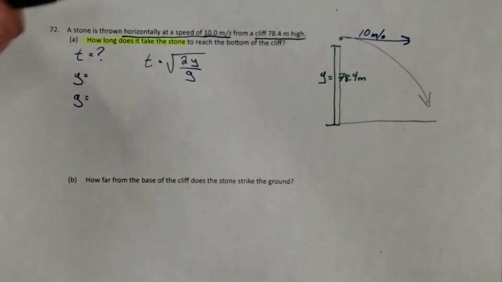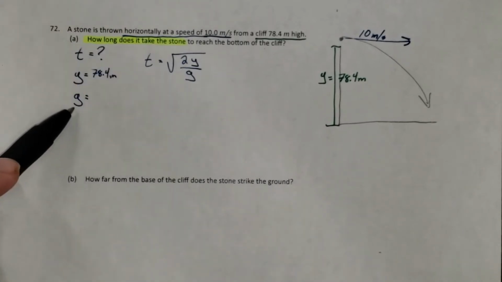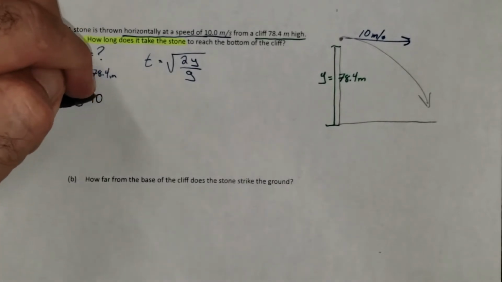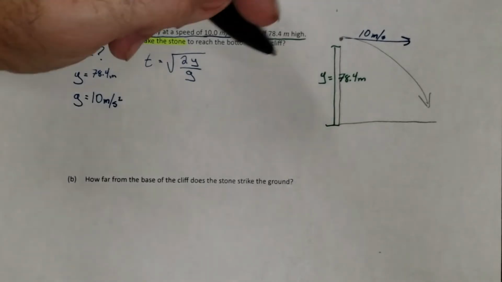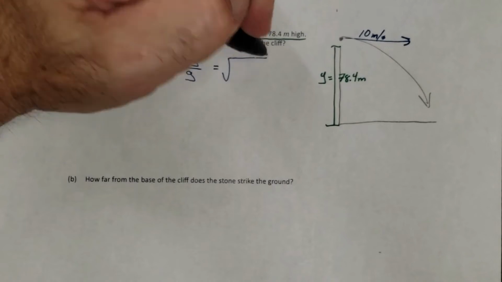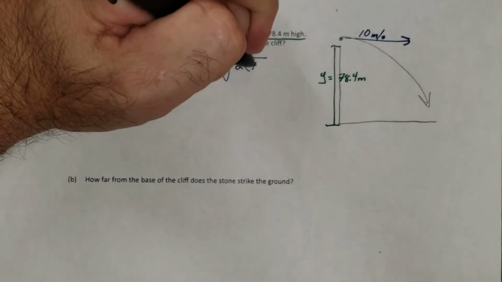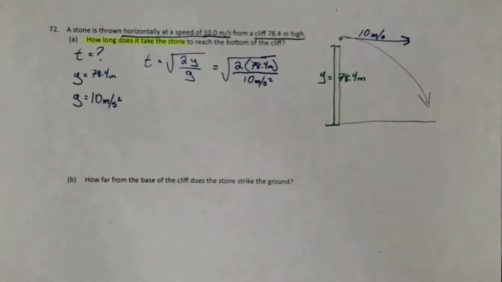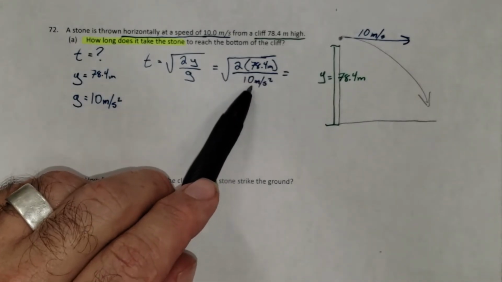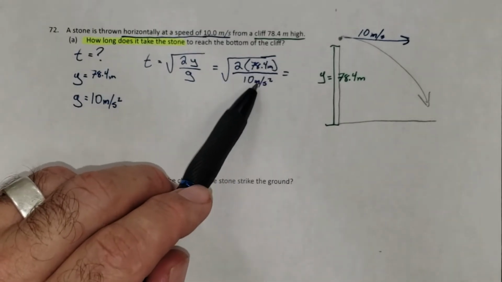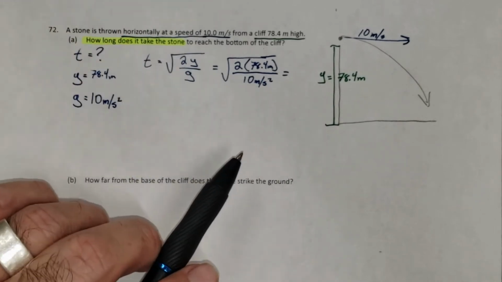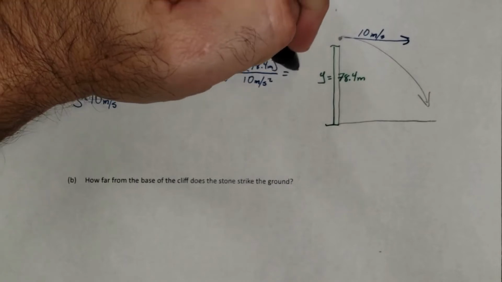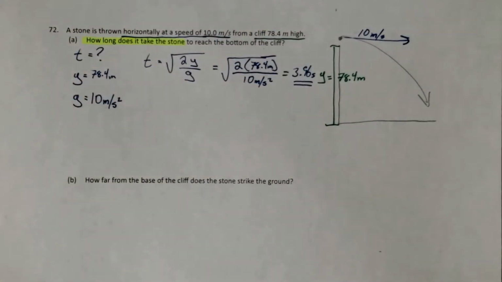Well, y is 78.4 meters, and g is the acceleration due to gravity, the known value that we use, 10 meters per second squared. So now we need to substitute our numbers in. We have the square root of 2 times y, 78.4 meters, over g, which is 10 meters per second squared. Now when we multiply that together, 2 times 78.4 divided by 10, take the square root of that, our meters will cancel out, we're left with s squared. So when we do all of that and take the square root, we get that time equals 3.96 seconds.